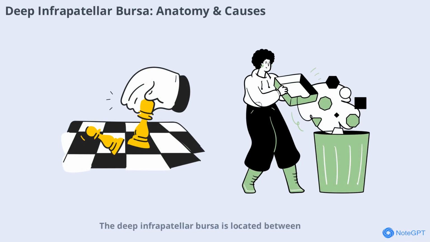Deep infrapatellar bursa is located between the posterior patellar tendon and the anterior tibia. It's not externally palpable and is more influenced by tendon-bone mechanics. Athletes in jumping or kneeling sports are at higher risk. Inflammation results from repetitive microtrauma, tendon overload, or postoperative scarring, sometimes mimicking or coexisting with patellar tendinopathy.